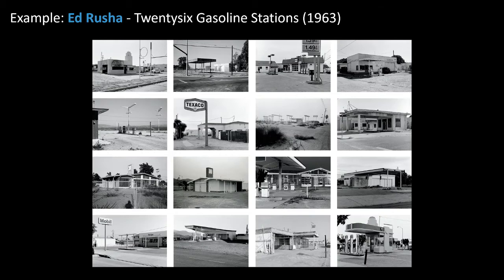So this guy in Russia, this whole project is to shoot 26 gasoline stations. He took a camera and just drove, and whenever he found a station, he made a picture of it and then showed this selection of 26 photographs. The individual photograph in this doesn't really matter. It's a shitty gas station, maybe.